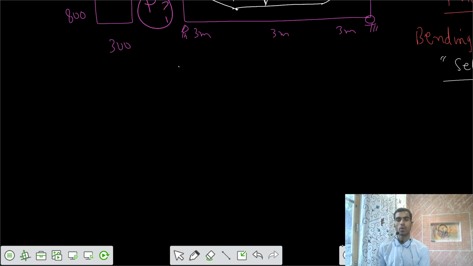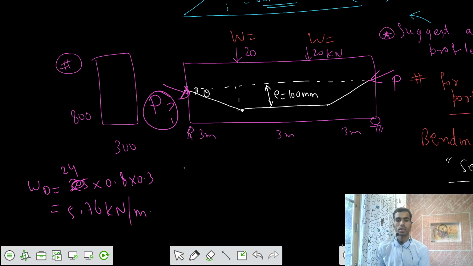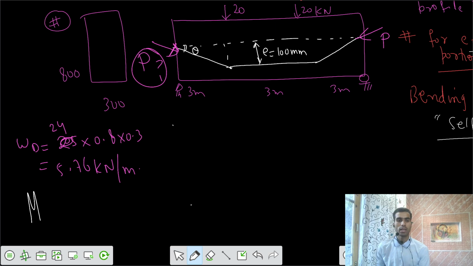So we need to first calculate the dead load, because we have to calculate all those effects. Dead load would be equal to 25 into 0.8 into 0.3. Actually we can solve it for 24 because we have calculated it for 24, so we take 24 into 0.8 into 0.3. That's your 5.76 kilonewton per meter. Because of the dead load, the moment at the midspan MD is 5.76 L square by 8, that is 5.76 into 81 divided by 8. So that's 58.32.